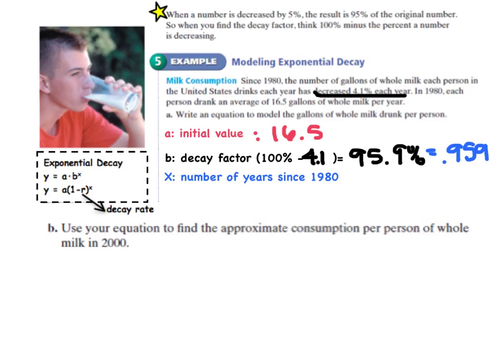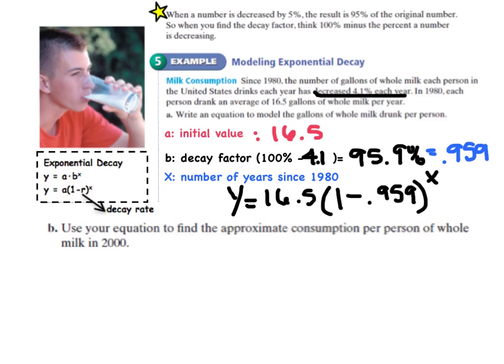X here is going to be the number of years since 1980. Notice they didn't give us a specific year, so all they're asking us to do is to write the equation. So we're just going to plug it into y equals A, 16.5, parentheses, 0.959 raised to the x power. We're going to leave it as x because we don't know what the year is.